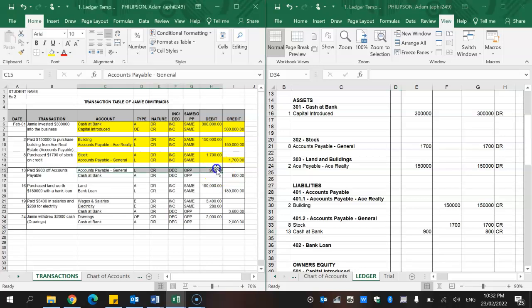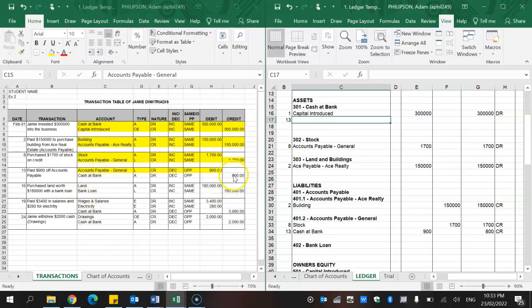And I'm going to highlight that because it's done. So now we come to the cash at bank account. We're putting $900 into the cash at bank account. So we come up here to our cash at bank account. We put the date in. The date is the 13th.